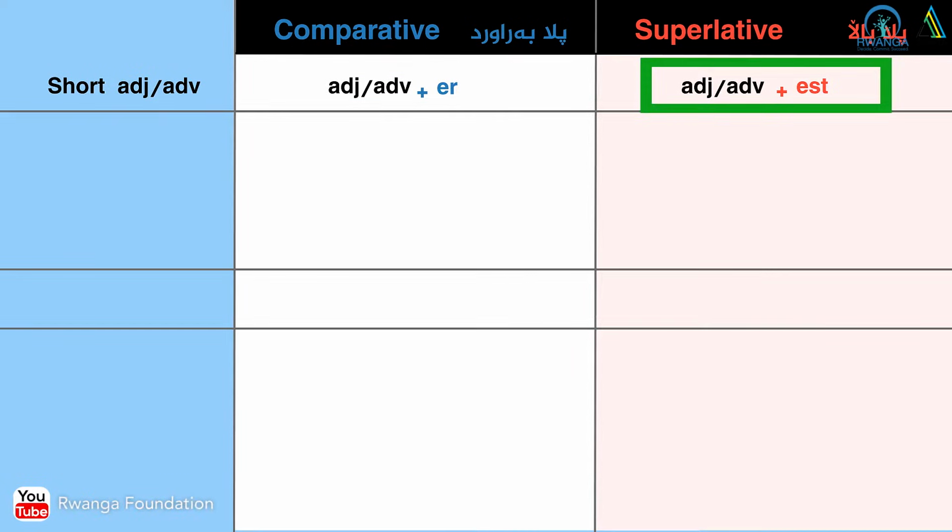For example, we have old. To make it comparative, we add er, it becomes older, and to make it superlative, we add est, it becomes oldest.